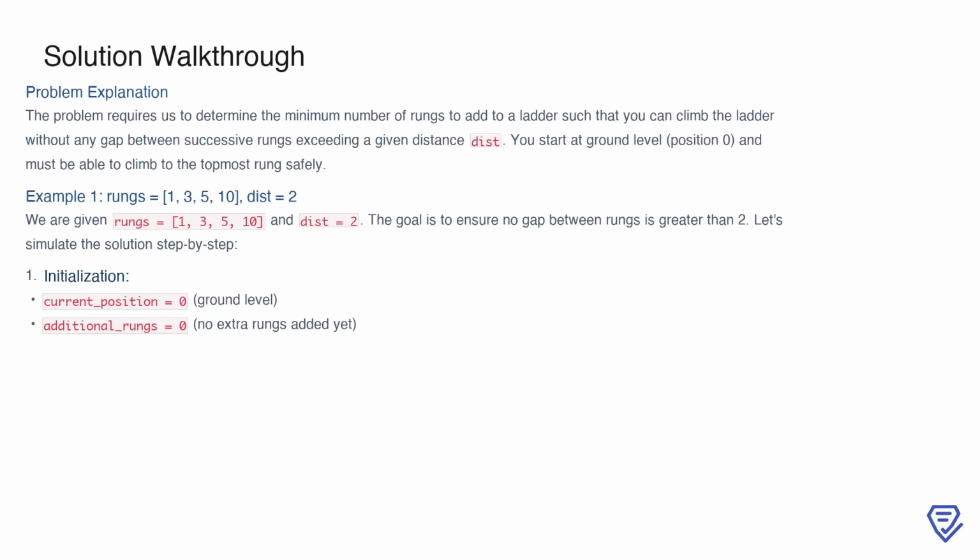In this problem, we need to figure out the minimum number of rungs to add to a ladder to ensure that the gap between any 2 successive rungs does not exceed a given distance, dist. We begin at position 0, which represents the ground, and work our way up to the topmost rung. For example, consider the ladder with rungs at positions 1, 3, 5, 10, and dist set to 2. Here, our task is to check the gaps between the rungs and add extra rungs wherever the gap exceeds 2. To start, we initialize current_position to 0 and additional_rungs to 0, as we are at the ground level and have not added any rungs yet.